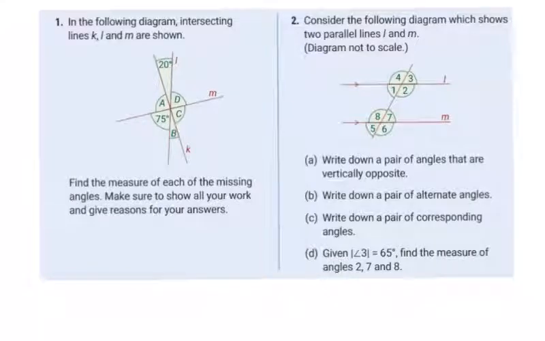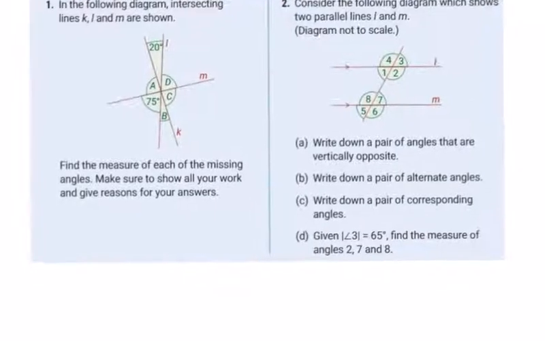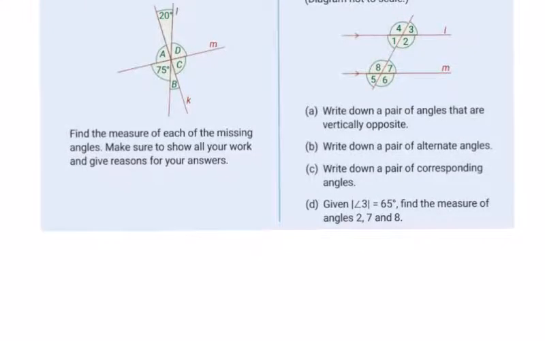So this video will review the previous few videos' overall topics. In the following diagram, intersecting lines K, L and M are shown, and we're given some letters and some angle numbers in here. Find the measure of each of the missing angles and make sure to show all your work and give reasons for your answers. Okay, so what can we say here?